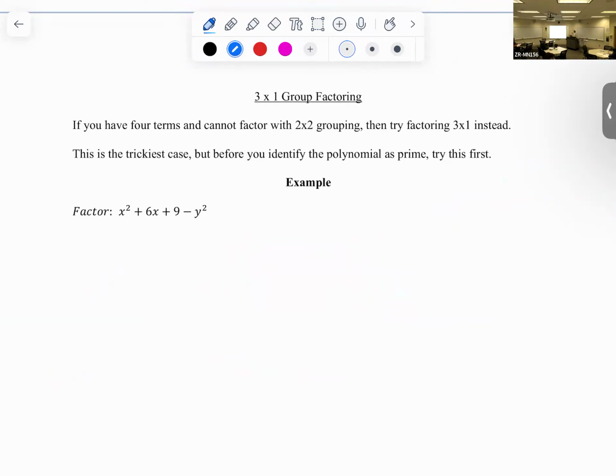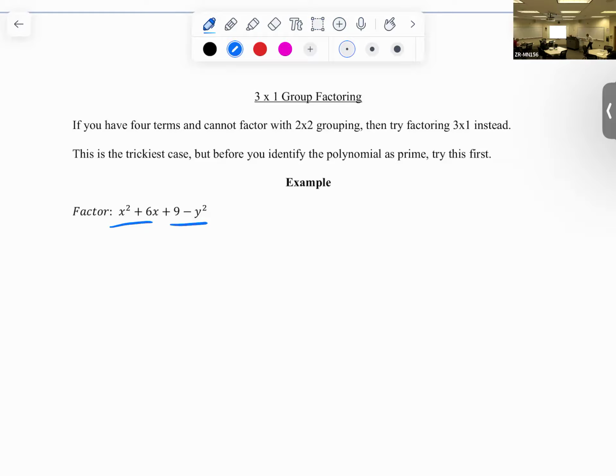The other way, we did 2x2 factor by grouping. The other way is 3x1. This is the hardest way. This is the toughest thing that we're gonna do this whole chapter. You should always start, I see 4 terms, start with 2x2 factor by grouping. That's the most common.